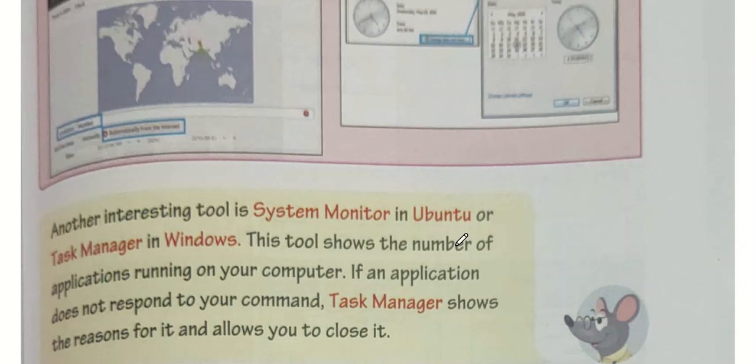Another interesting tool is System Monitor in Ubuntu or Task Manager in Windows. This is one of the good features in Windows and in Ubuntu, that is the System Monitor. Task Manager, as the name indicates, is used to manage the tasks. So this tool shows the number of applications running on your computer. Task means applications. How many applications are running on your computer is visible with the help of the task manager.